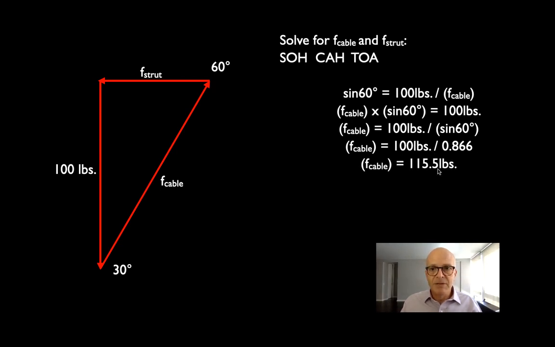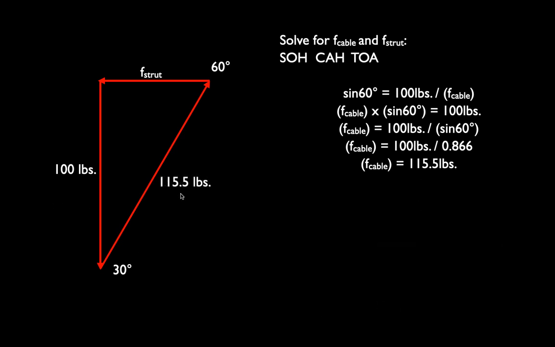And that is going to give us 115.5 pounds. And that rings true, right? This is a hypotenuse, so it's going to be larger than either of the two legs. 100 pounds there, 115.5 pounds there. And now we're going to try to find the force that's actually in the strut, in the compressive element.